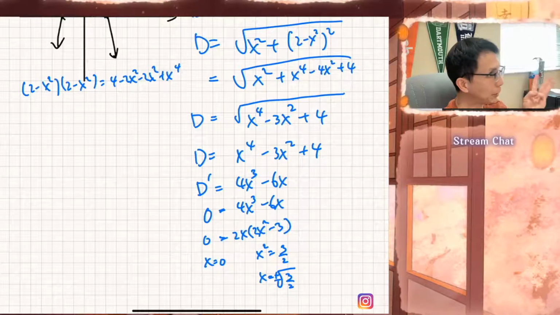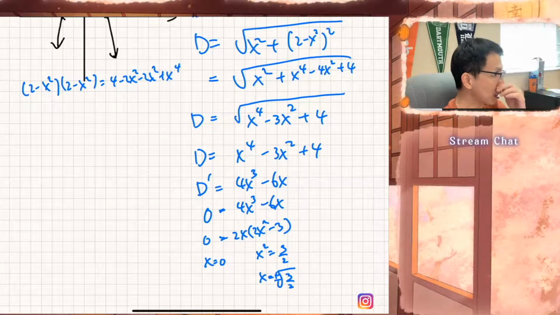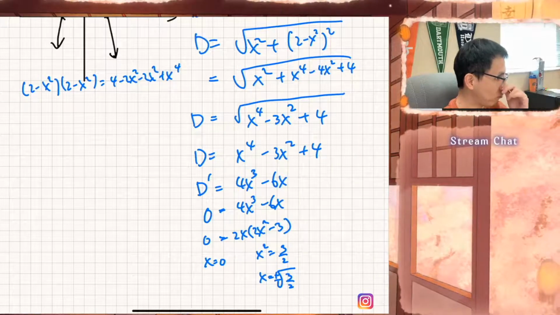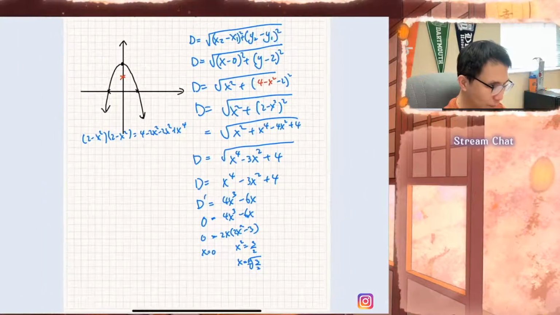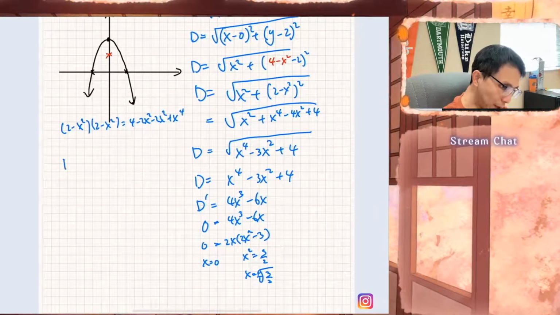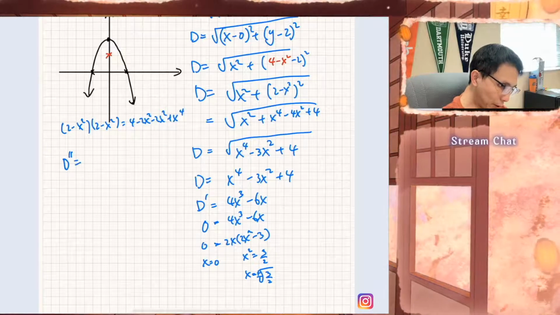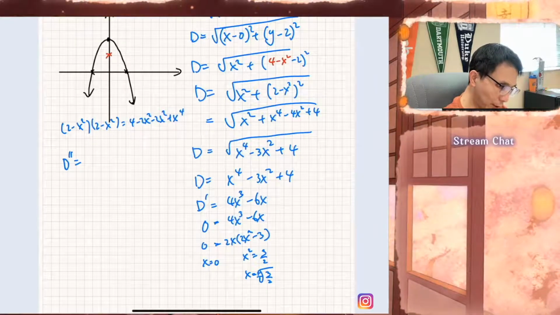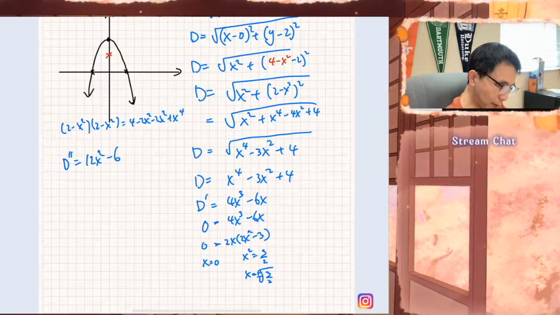So you've got three different values here. It could be the shortest distance or the longer distance. We don't know which one is which though. So how do I know which one's which? Well, we talked about it before. We can do a double derivative. In this case, the double derivative is going to be 12x squared minus 6.